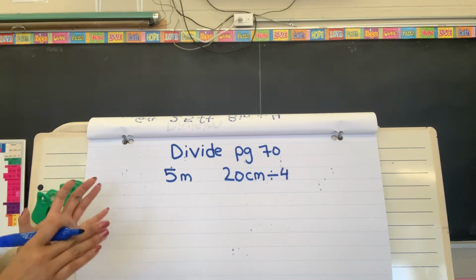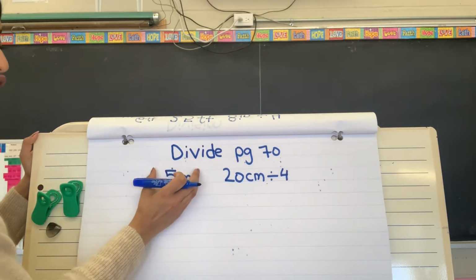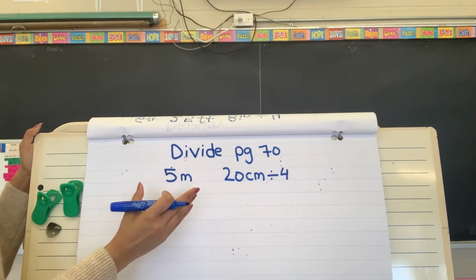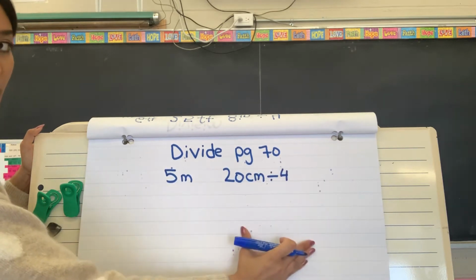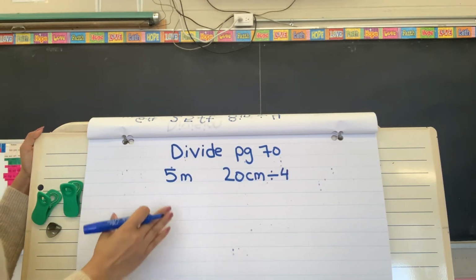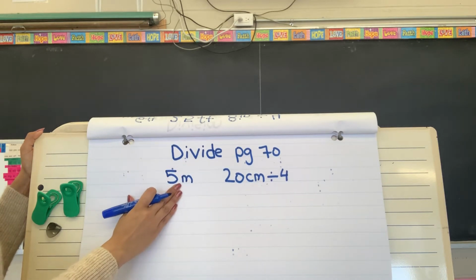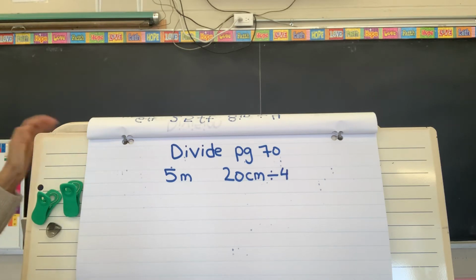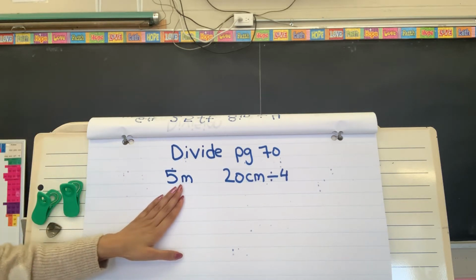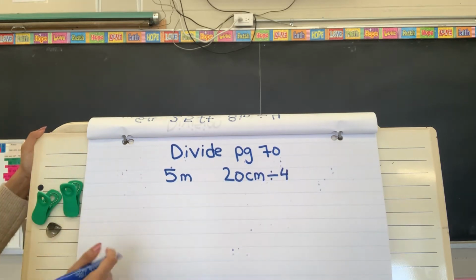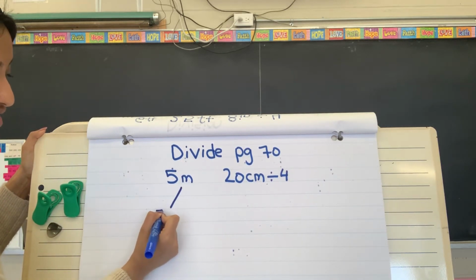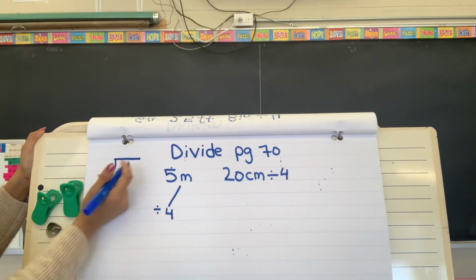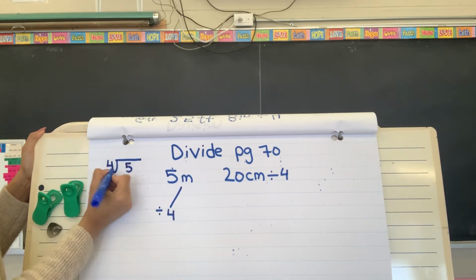Here, just like in multiplication, we can divide our units separately. For example, I multiplied my kilograms separately and my grams separately. Similarly, in division, I can divide my meters separately and my centimeters separately. So my first step is to divide my meters by 4. On the side, I do 5 divided by 4.